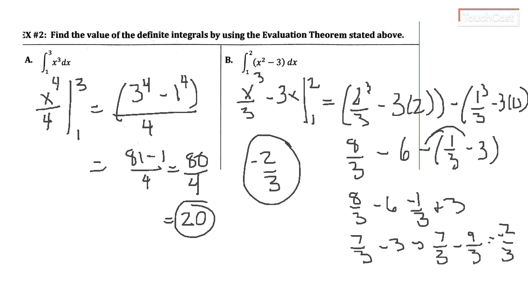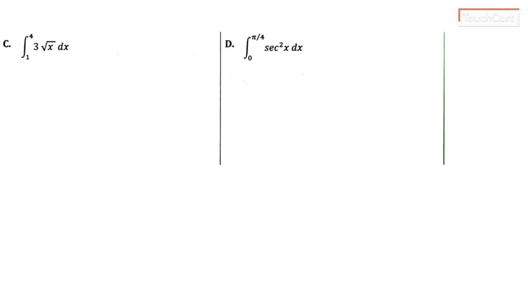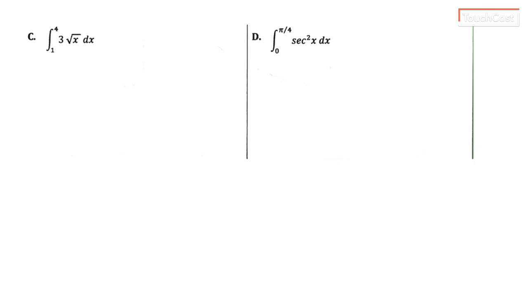Now let's look at a few more. So here we've got C and D from example 2. Let's look at C first. So when I'm finding the integral here, I'm going to rewrite this as 3, from 1 to 4 of 3 times x to the half with respect to x. So I'm going to increase that 1/2 by 1. So I'm going to have 3x to the 3/2.